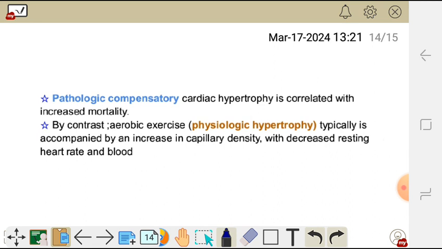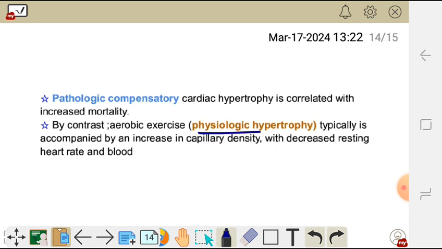Okay, so in pathologic compensation, cardiac hypertrophy is correlated with increased mortality. So in most cases, these patients die. But now let's compare this pathologic hypertrophy to aerobic exercise, which is physiologic hypertrophy. Okay, we have said hypertrophy is not good, but why is it that it is recommended in physiologic? You exercise and then your heart becomes large, the thickness will also increase.